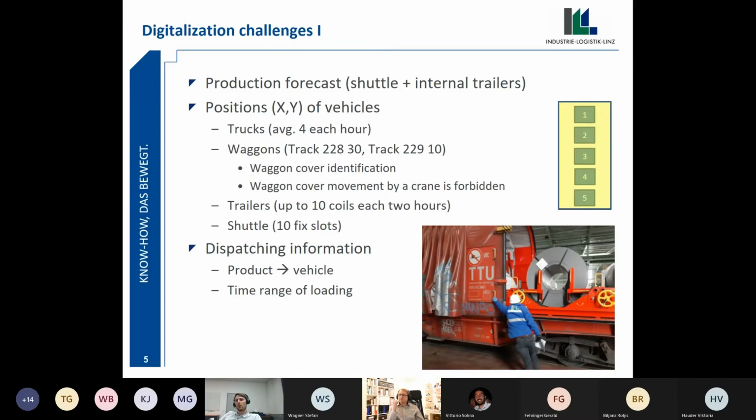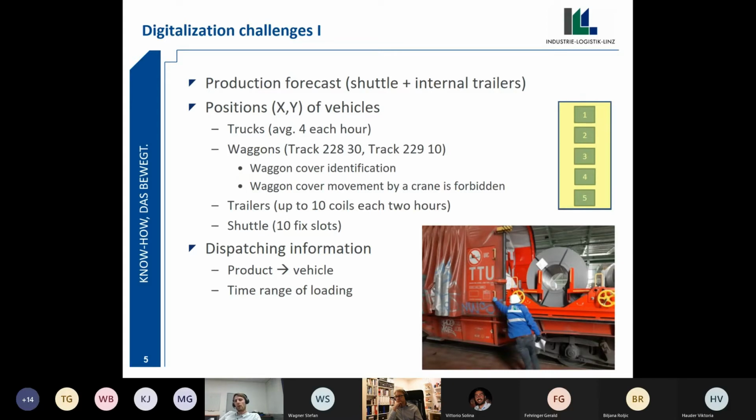We also need to know the positions of each vehicle, especially for the trucks, because they normally stay only 15 minutes within our warehouse. So they are leaving continuously over the day. And therefore, we have to load a truck within 15 minutes. The same for the wagons.